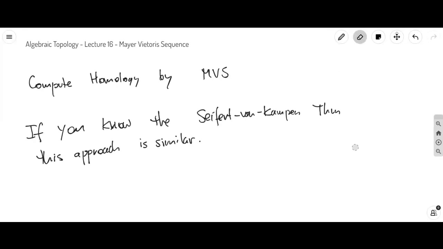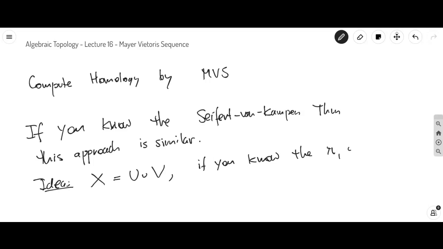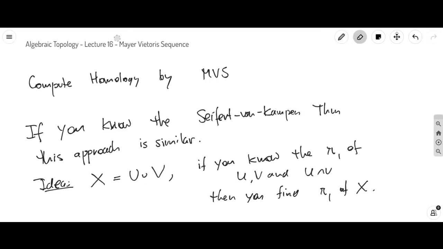In the Seifert-van Kampen theorem, the idea is that you take your space and you decompose it as a union of two open sets. And then if you know the fundamental group of U, V, and their intersection, then you can find the fundamental group of the space itself. It's not that easy, but that's the basic idea behind it. You're reducing the problem into two smaller subsets on which you can solve the problem.